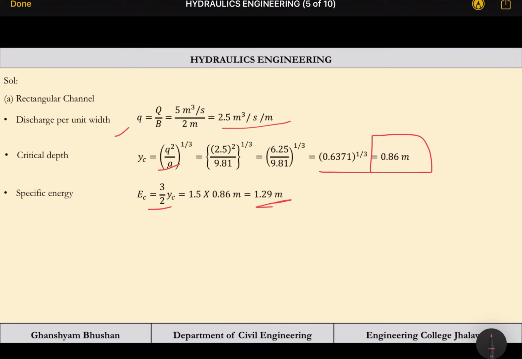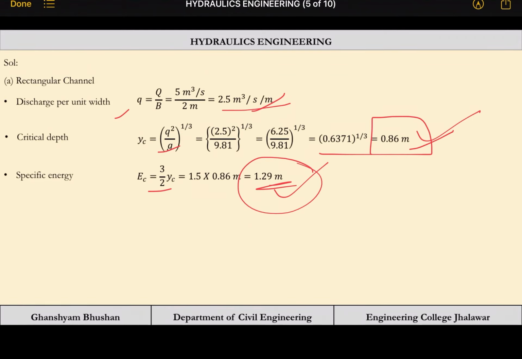You have to understand that in the question both yc as well as ec have been asked. So try to read the problem properly. Many students usually calculate q, they calculate yc, and they do not calculate the value of ec. So you will be awarded half marks only. Whatever is asked in the question, you have to solve properly. So this was for rectangular channel.